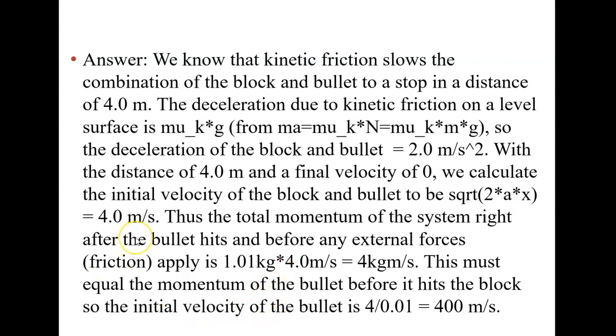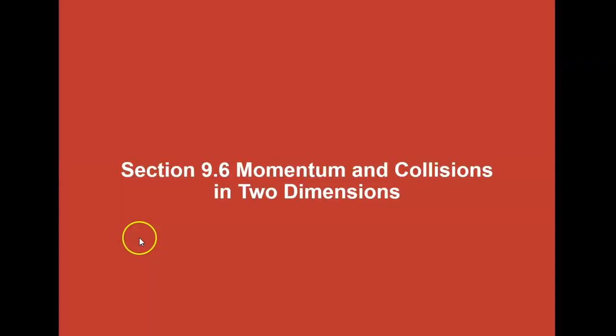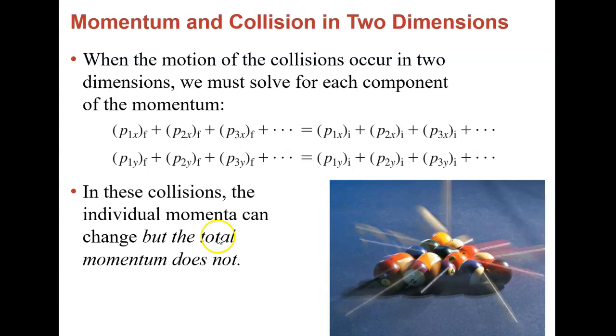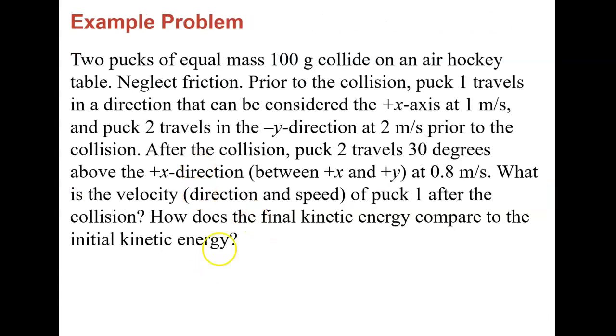This one, you're going to have to look over a couple different times and ask about it in class, and we'll go over it. All right, the last section of the chapter is two-dimensional collisions. So up until this point, we talked about one-dimensional collisions. We looked at x collisions and y collisions. In these collisions, an individual momentum can change, but the total momentum doesn't. We look at total momentum in 2 dimensions.